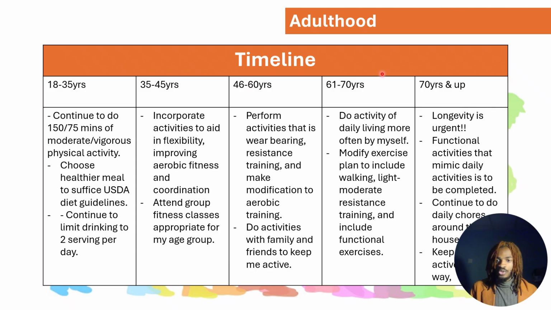Because I know that what you can do at your age now, you won't be able to do 20 or 30 years later. And when I become 70 and up, longevity is important. I'm going to incorporate functional activities that help me do my regular activities on a daily basis. I'm going to continue to do daily chores by myself, and I'm going to do as much physical activity as possible.